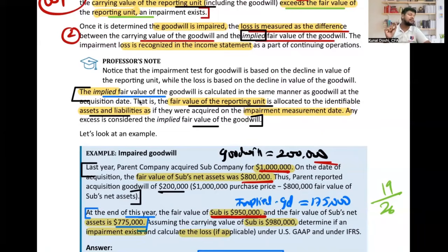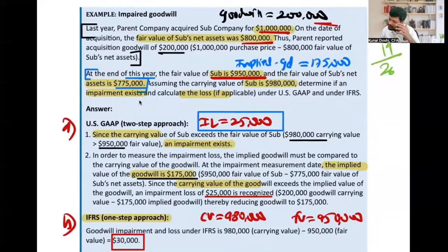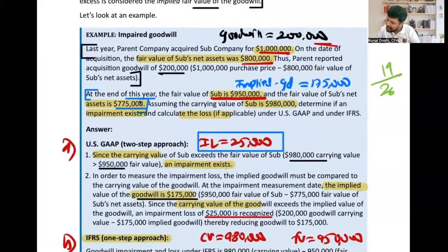Implied fair value is the fair value of the company's NAV on the acquisition date, for which we had done an example in the class. We compared the carrying value with the fair value. Since the carrying value was higher, we did the goodwill. For that, we calculated the implied value of the goodwill, which was here 175. How did we get 175? Implied means today on the acquisition date, whatever is the NAV, fair value of the NAV, correct? And based on that, net asset was this, and we must have been given the liabilities. The reported acquisition goodwill was 200,000 minus the fair value of the subs net assets.